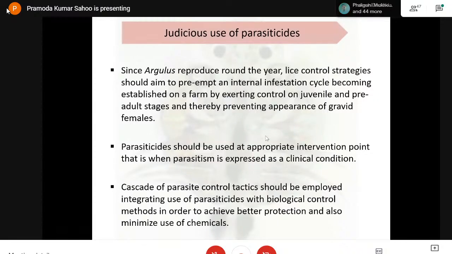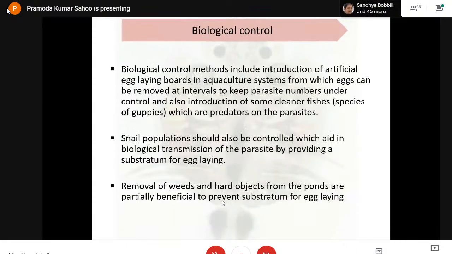Now people are also using a cascade of parasite control strategies, like they are employing different biological control methods. Different fish are available, like in the case of salmon lice, there are a couple of fish species which can easily eat those sea lice because they are quite huge. And here also people are using some guppies, but it's not acting that much as a biological control system.